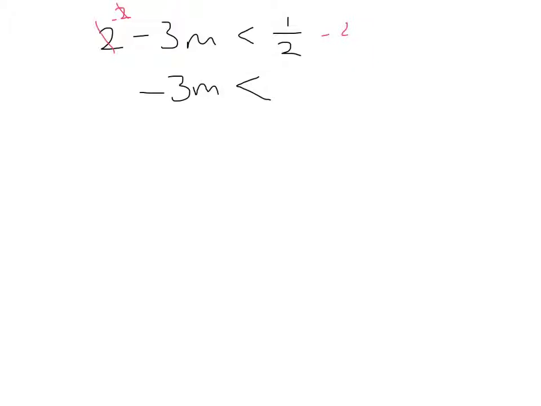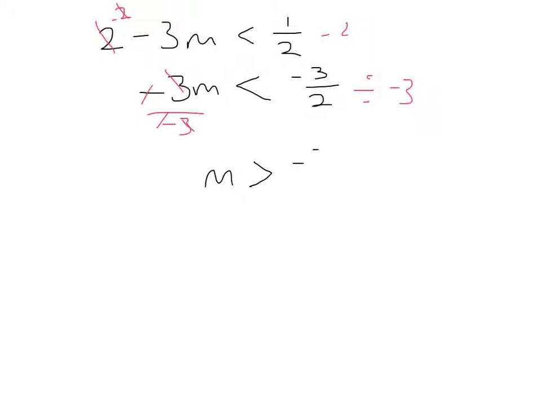Take away 2 is negative 1.5. Negative 1.5 is the same as negative 3 over 2. Next thing that I want to do is to divide both sides by negative 3. Now the negatives will cancel down there and the 3's will cancel down. Leaves us with m. Now when we divide by a negative, or if we multiply by a negative, we need to change the direction of the inequality. So that now becomes greater than.